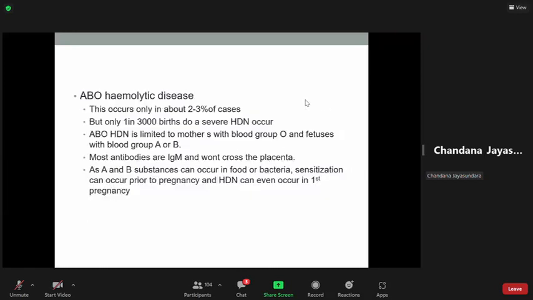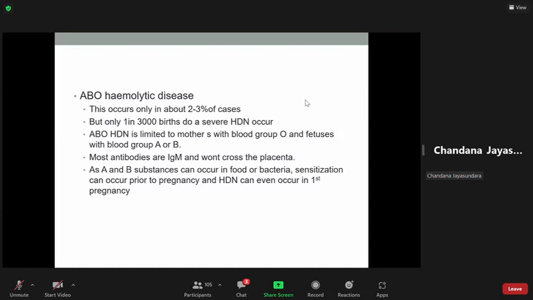Then there's another type of hemolytic disease that is called the ABO hemolytic disease, right? Now, we all know our blood group is divided by the ABO system. After developing the ABO system, we found out that there was this Rh negative and Rh positive due to the rhesus antibodies, and that also is immunogenic.